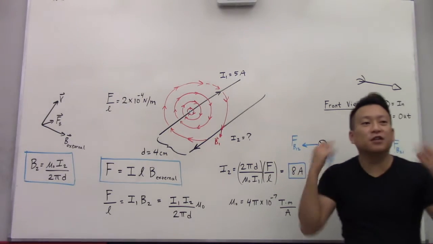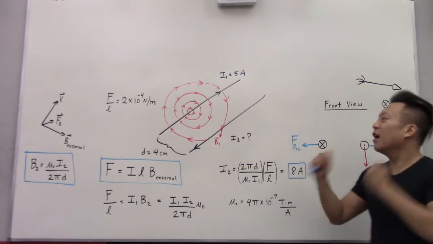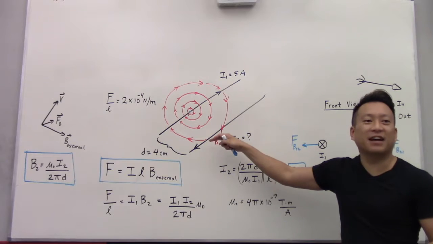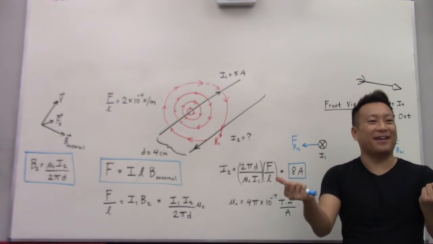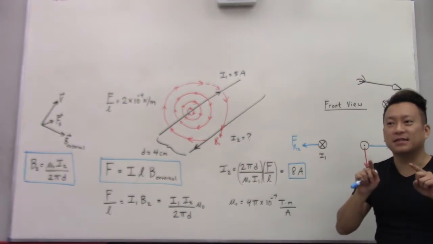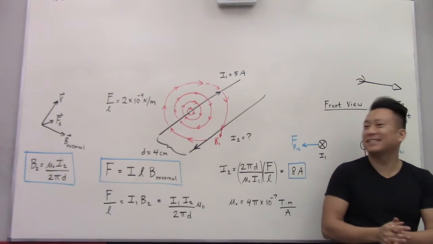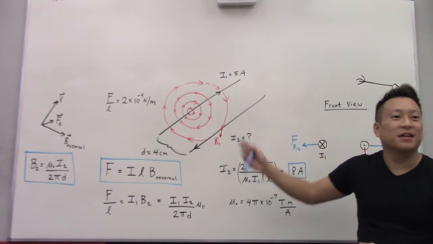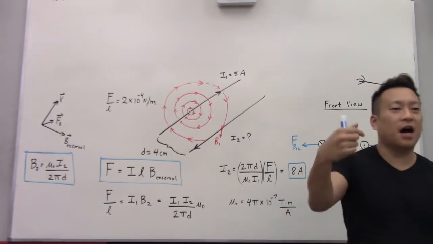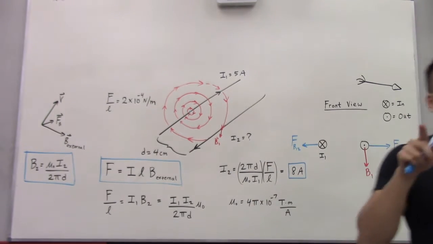So, in conclusion, if currents go opposite directions, they repel. And if currents go in the same directions, they would attract. That's the takeaway. So some quiz question, that's how you know. Opposite, they would repel. Same, they would attract.